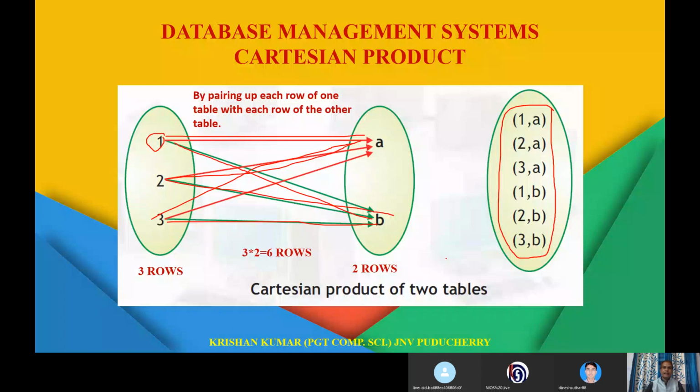Yes, by pairing up each row of one table with each row of the other table, we can easily identify the Cartesian product of two tables.